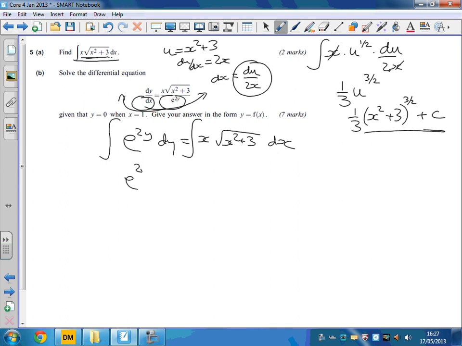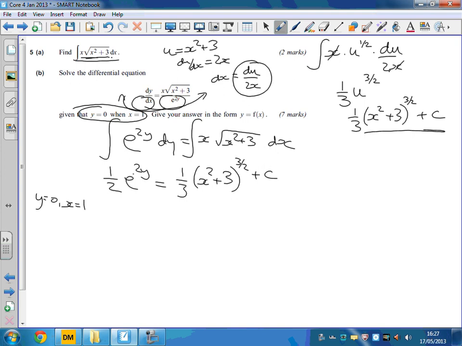E's are easy, they stay the same, but we've got to divide by that number there. So we've got a half e to the 2y, and this is what we did earlier. We've got 1/3 x squared plus 3 to the 3 over 2 plus c. That's the general solution, but we've got our numbers here, so we can find the particular solution that y equals 0 and x equals 1.